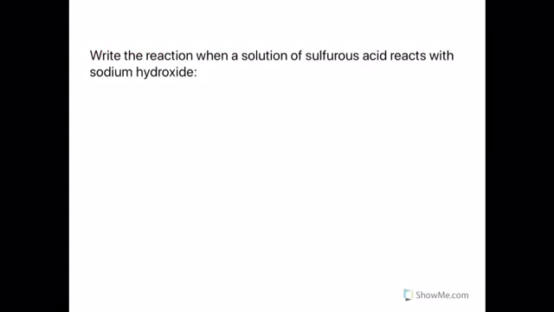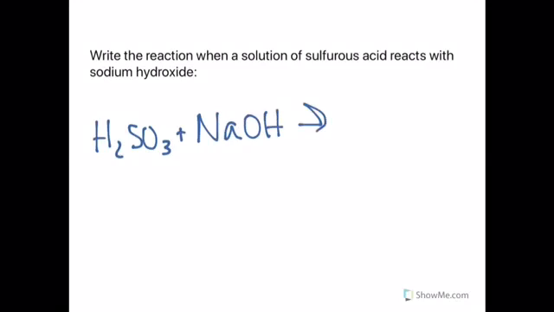Write the reaction when a solution of sulfurous acid, H2SO3, reacts with sodium hydroxide, NaOH. The salt formed will give us the sodium and the sulfite of each. However, if we look at our charges, we can see that the sulfite carries a -2 charge, while the sodium carries a +1. So, in order to balance this, you will need 2 sodium ions for every 1 sulfite. So the sodium will need a subscript of 2 plus our water.